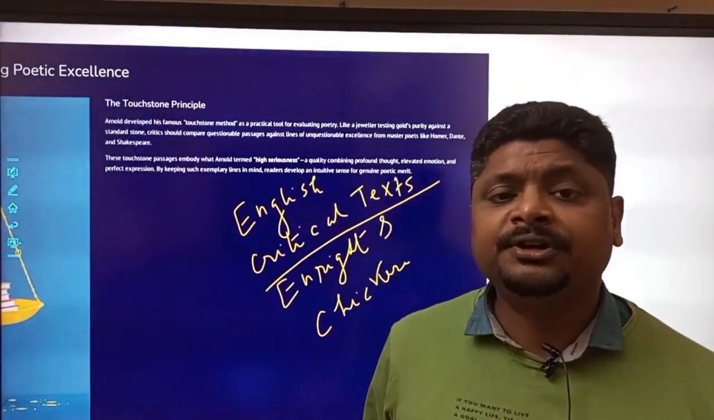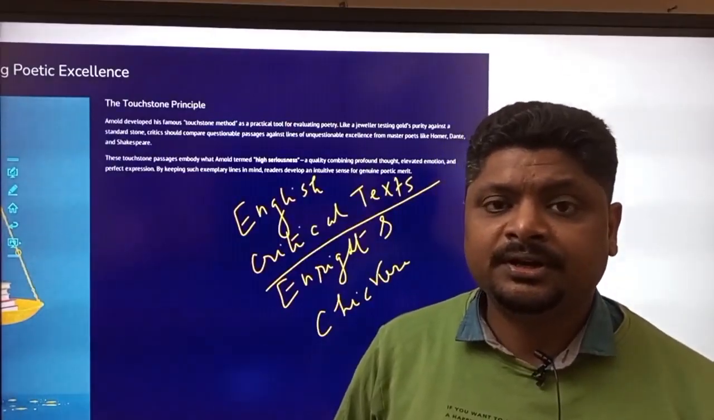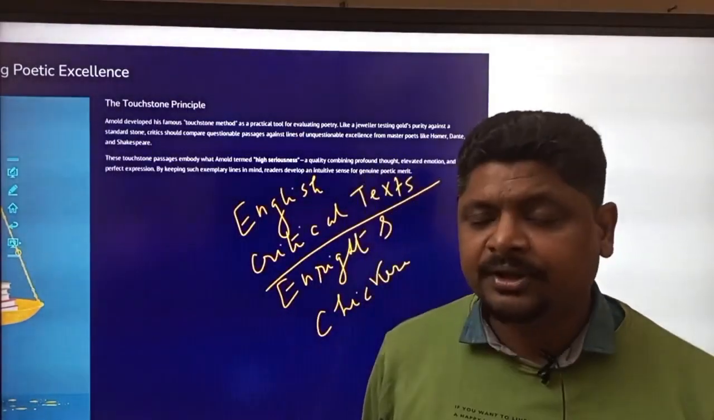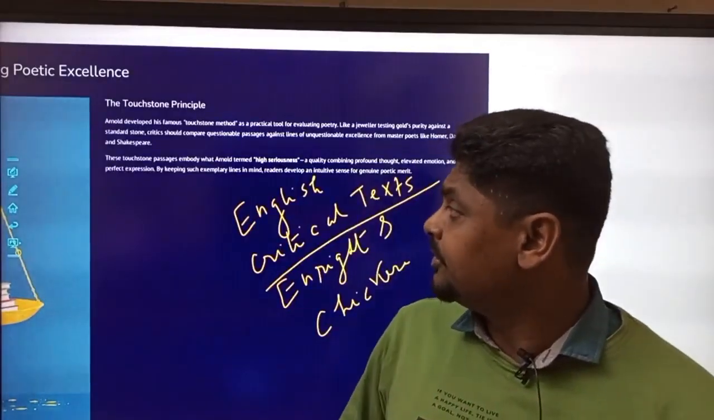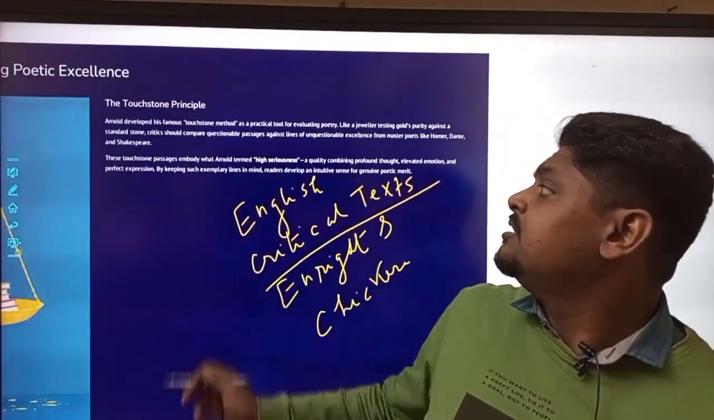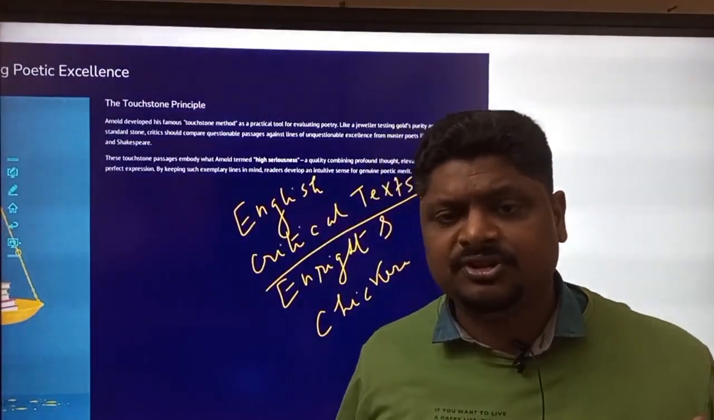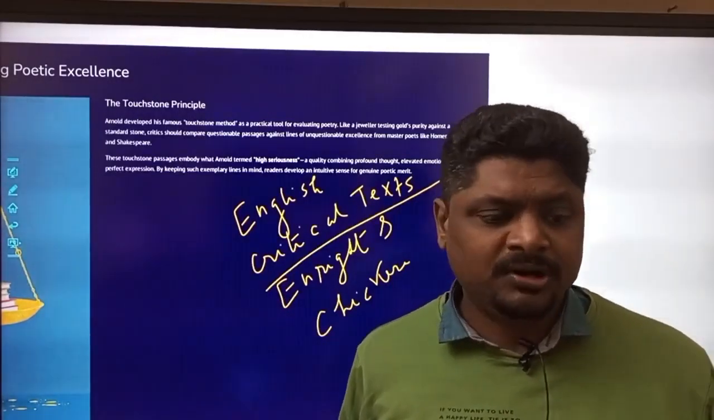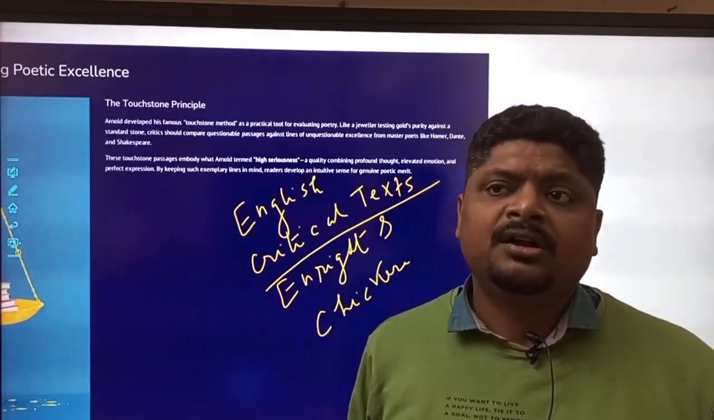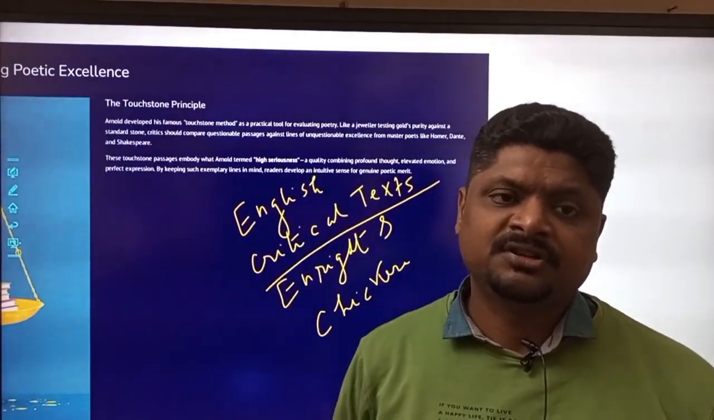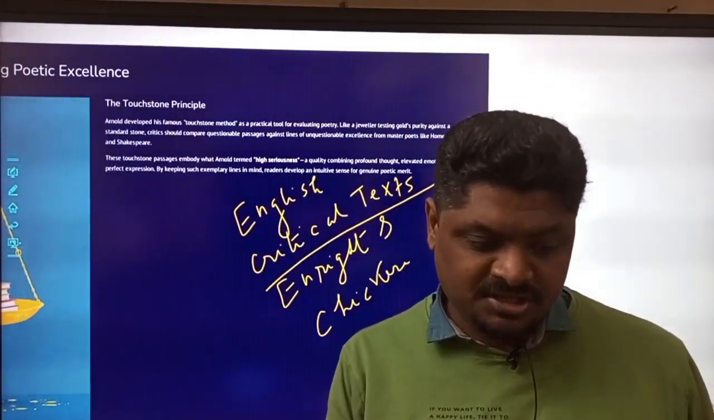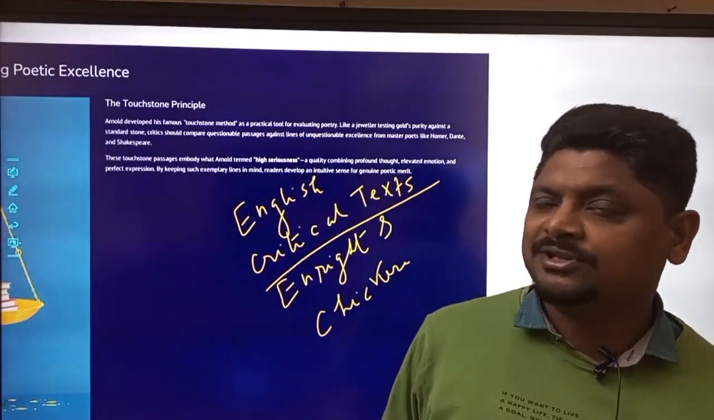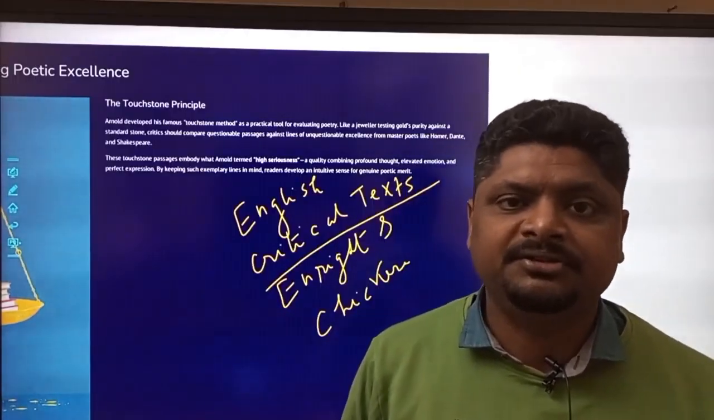So who are the writers whom Arnold referred to, like Dante, Shakespeare and Homer? Okay, Dante, Shakespeare and Homer. These touchstone passages embody what Arnold termed high seriousness. If you see similarity with a classic writer, you read the classic writers and make the comparison, you are evaluating your art with those masters, and if you find high seriousness in your art form, then it is qualified art. So that was the touchstone method by Matthew Arnold.